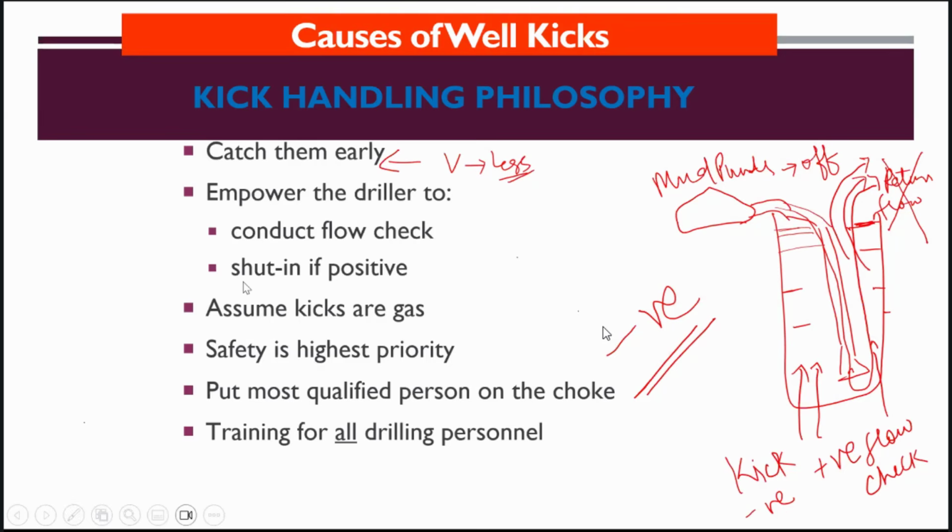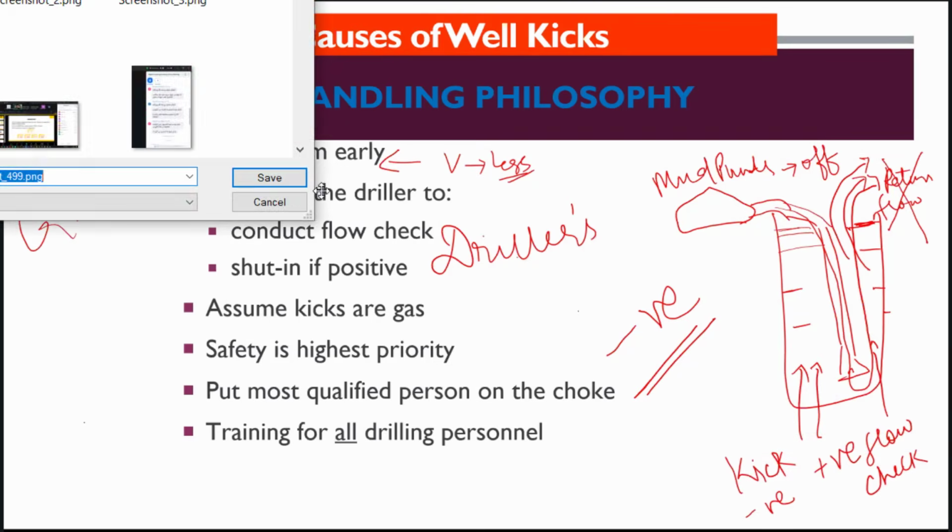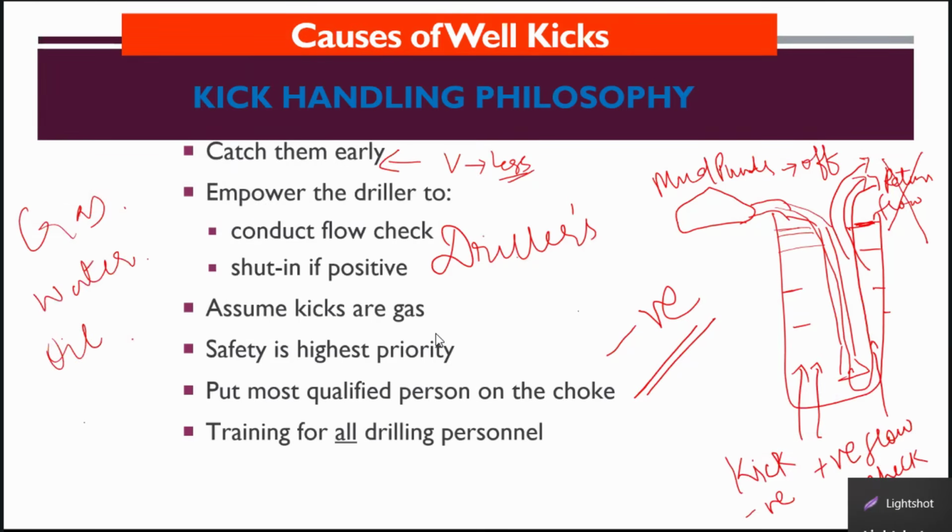And if you get a positive flow check, please shut in the well on time. It is the driller's responsibility to close in the well on time. Then you have to assume all the kicks are gas, okay? All the kicks are gas, because gas is the worst of all influx. Influx can be gas, water, and oil. So out of these three, the worst is gas.